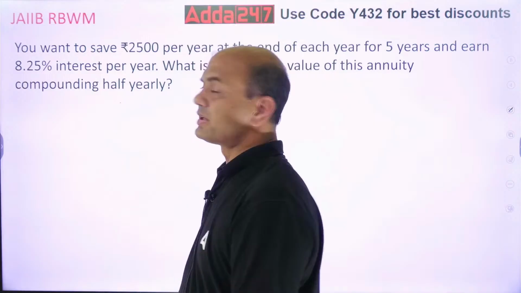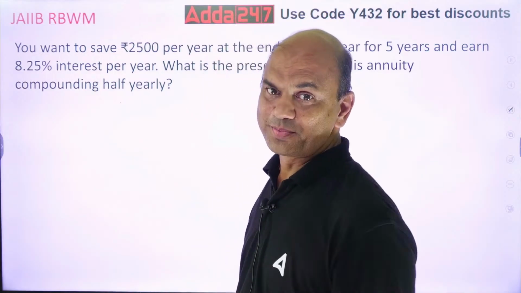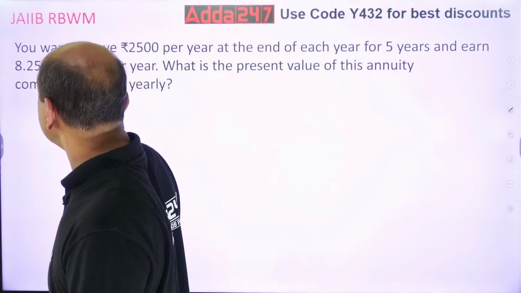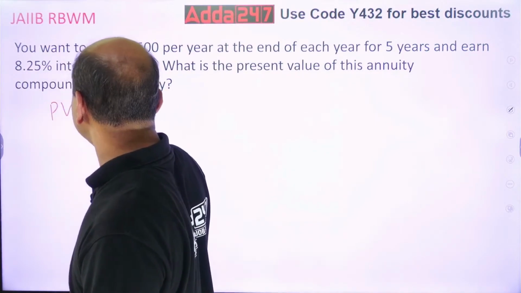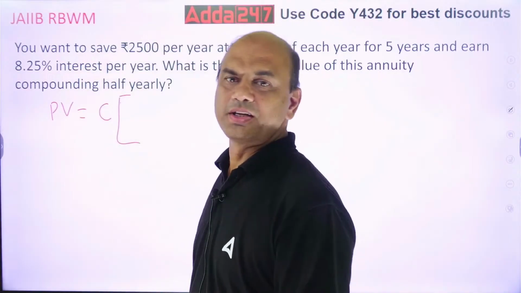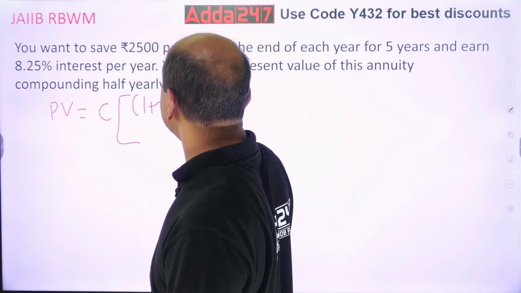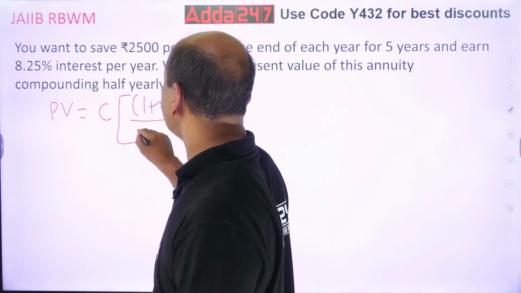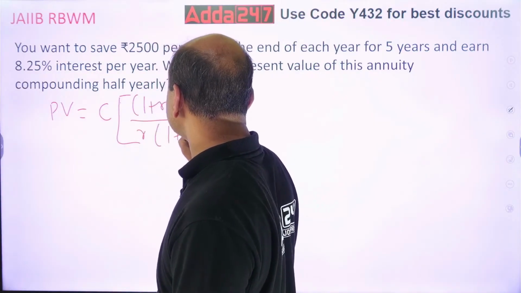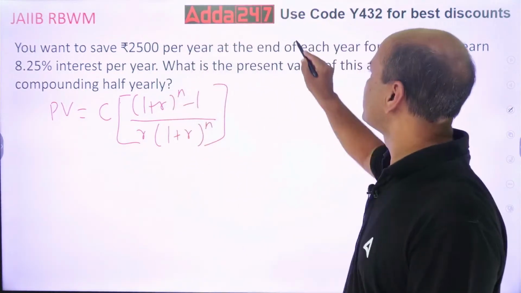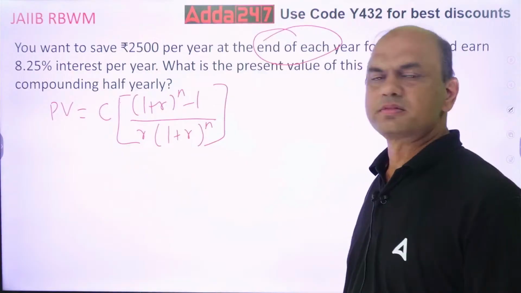What is the formula for present value? Formula for PV is like this: PV equals C into (1 plus R raised to n minus 1) the whole upon R (1 plus R) raised to n. Now specifically it's mentioned at the end of each year.